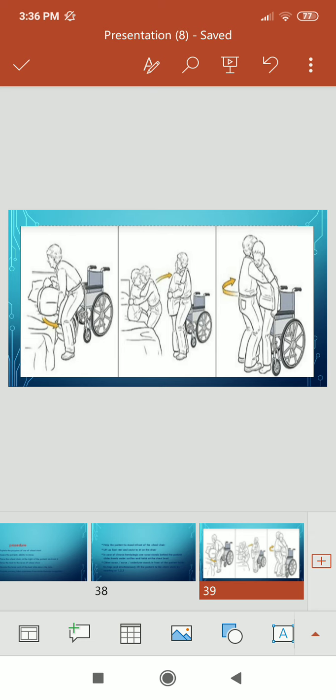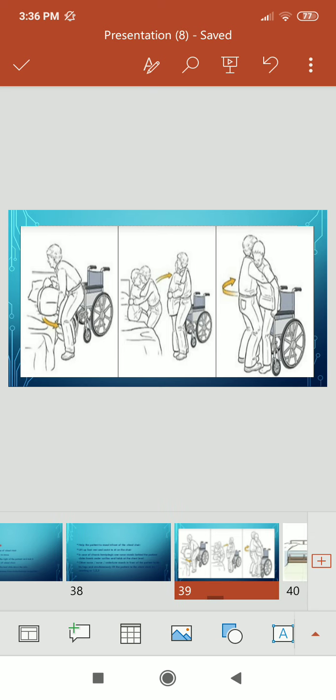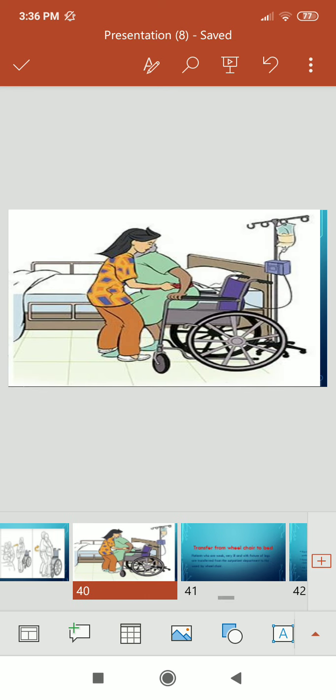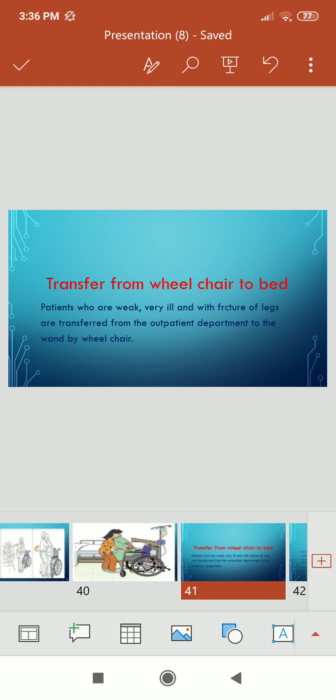Some figures of transferring from bed to wheelchair. Transfer from wheelchair to bed. Patients who are weak, very ill, and with fracture of legs are transferred from the outpatient department to the ward by wheelchair.